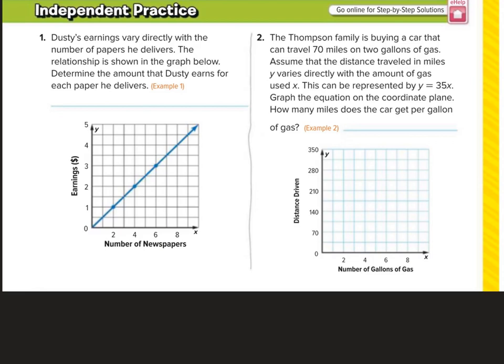So I have to figure out the cost per newspaper. I can do that, knowing that this is a direct variation, by looking at the point, let's say (4, 2). If I'm looking at the y over the x, which would be 2 over 4, then I can see that my direct variation simplifies to 1/2. So I can write y equals 1/2 x. What does that 1/2 mean? That means half of $1, so it's 50 cents per newspaper.